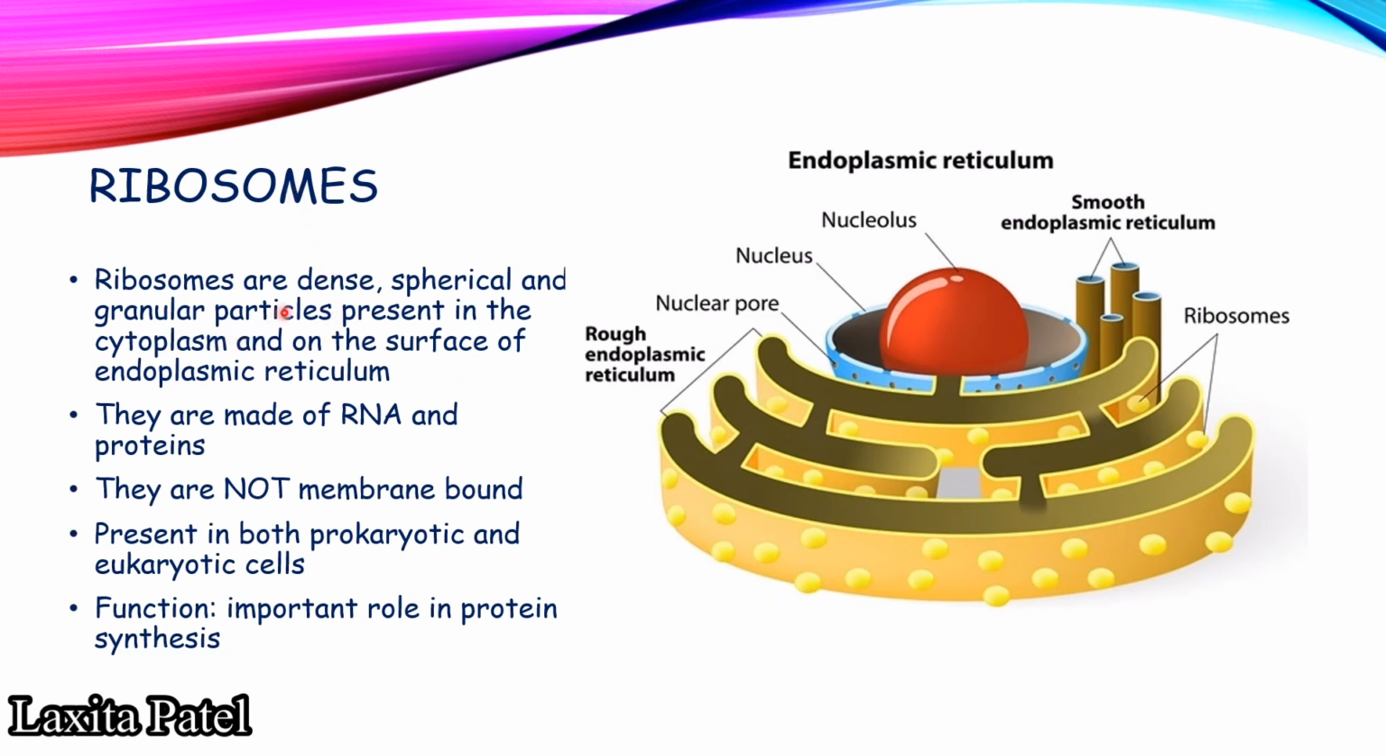They are dense, मतलब वो बहुत ही डेंस, गाढ़े कह सकते हैं हम उसको. Spherical and granular particles, they look like granules, small particles which are present in the cytoplasm. ये सेल के आसपास, सेल के अंदर सारे साइटोप्लाज्म में भी प्रेजेंट होते हैं. They are floating in the cytoplasm and they are also present on the surface of this rough endoplasmic reticulum.